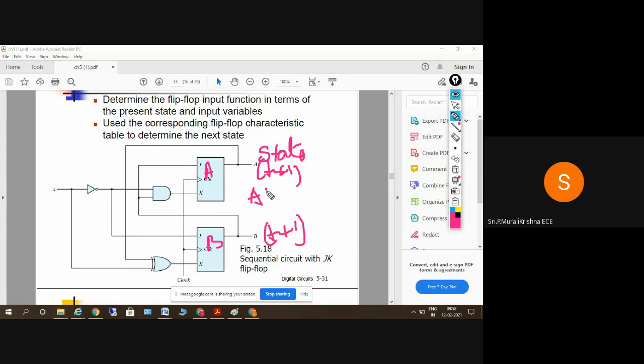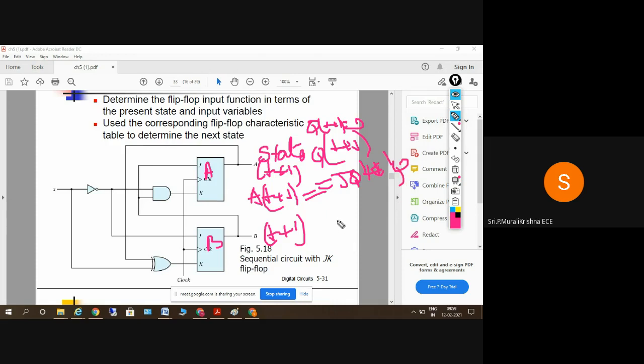So coming to A of t plus 1, what will be the value here? We can't find the value directly, because in a D flip-flop, Q of t plus 1 output is equal to D, the input. Whereas in this case, we can't tell exactly what Q of t plus 1 is. So Q of t plus 1, the characteristic equation, is equal to J Q bar plus K bar Q. So that is the characteristic equation.